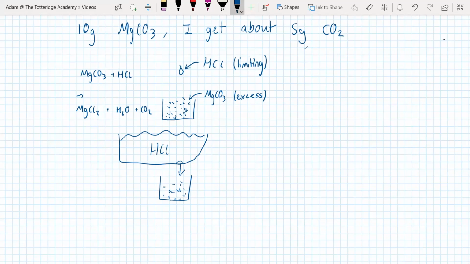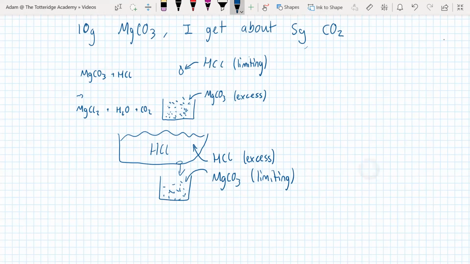Now, in this case, we would say that the HCl is in excess. There's more HCl than I need. And at the end of the reaction, I'll still have loads of this left over. The magnesium carbonate, on the other hand, is now, of course, limiting. It is what limits the reaction. It's what holds back all of this HCl from reacting.